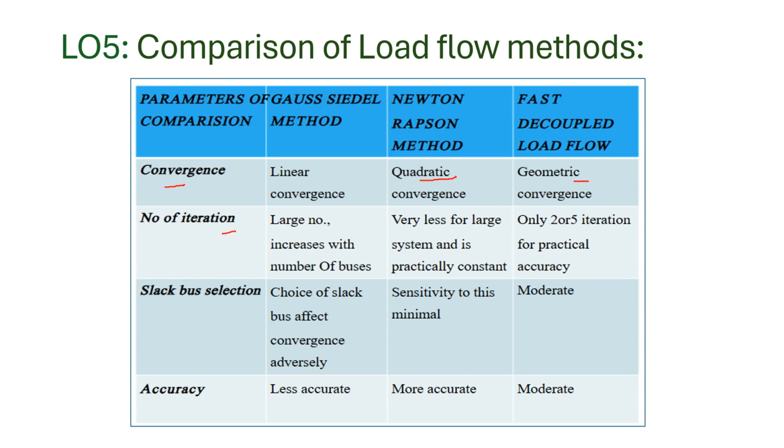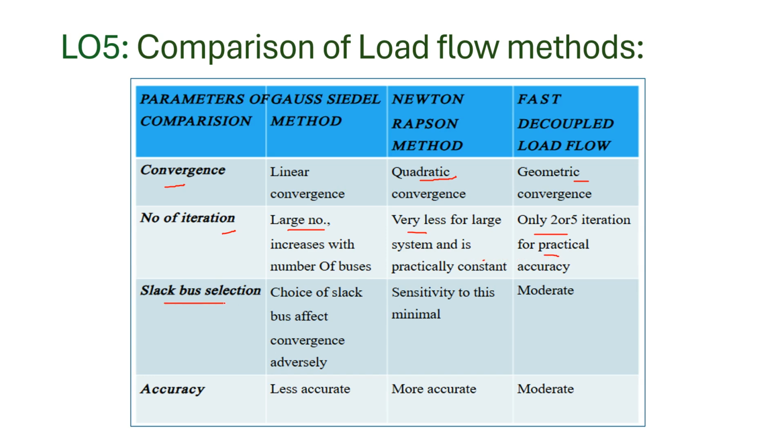Number of iterations: if you look at the GS method, it will take a large number of iterations. Whereas in Newton-Raphson, even though the time required per iteration is more, the number of iterations is less, so overall the total time required will be less than the GS method. Here only 2 to 5 iterations are needed for practical accuracy. In fast decoupled, the number of iterations is more, but each is cheaper, so it is faster than the Newton-Raphson method.